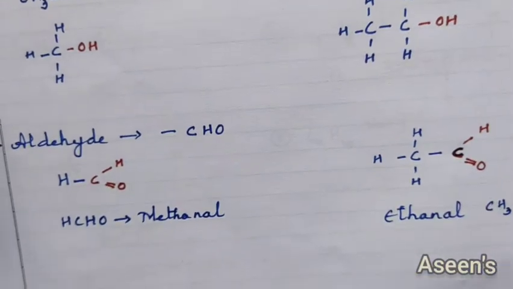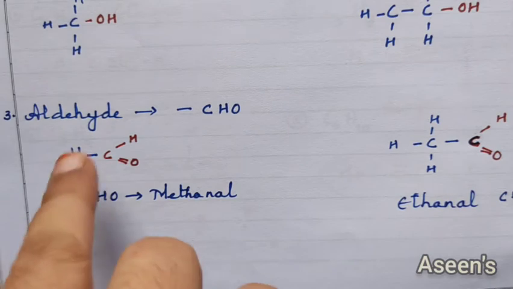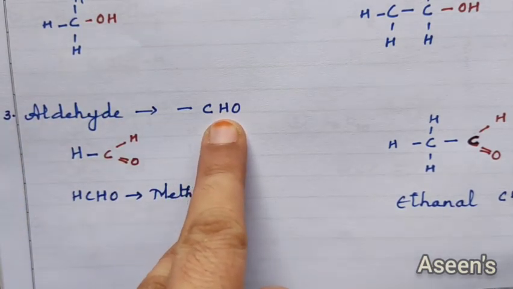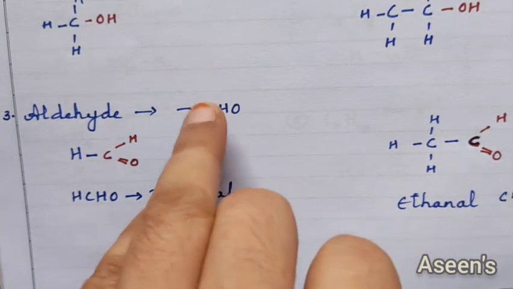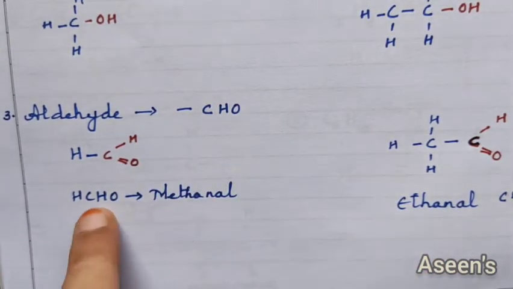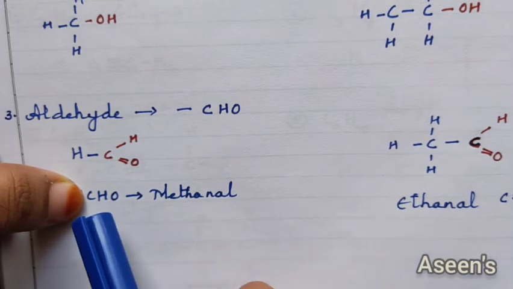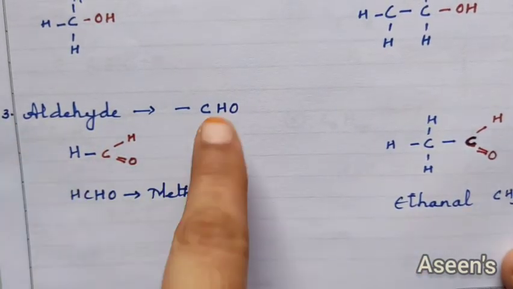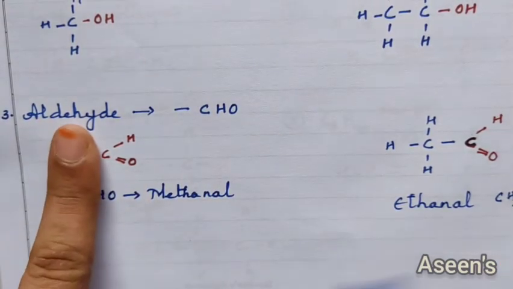Now, the next one is aldehyde, the next functional group. This group consists of CHO. This CHO is how you actually write it in the molecular formula. This is how you write your molecular formula, and along with that, the last part will have a CHO. This CHO, if you show it in a structure, is something like this.